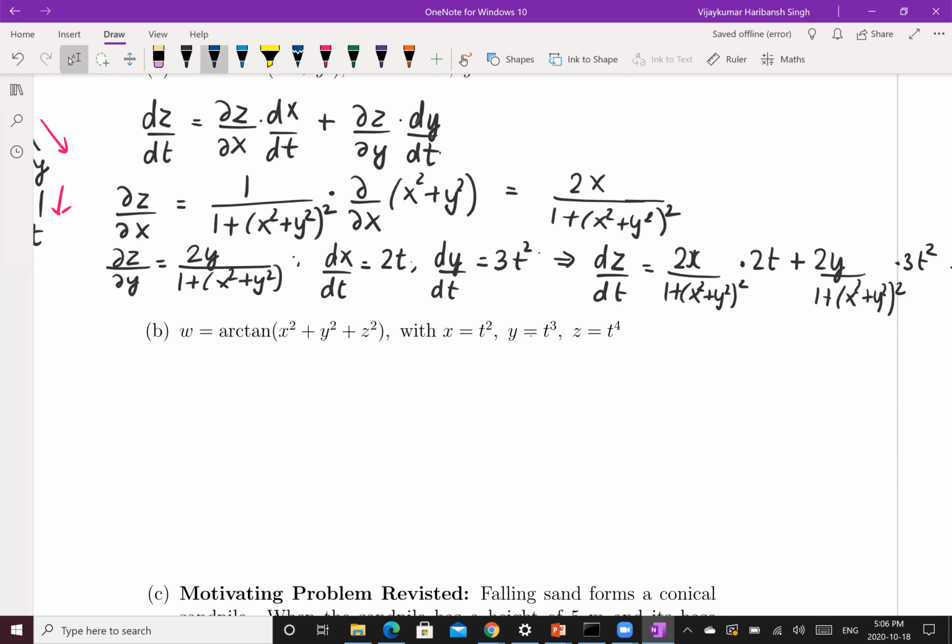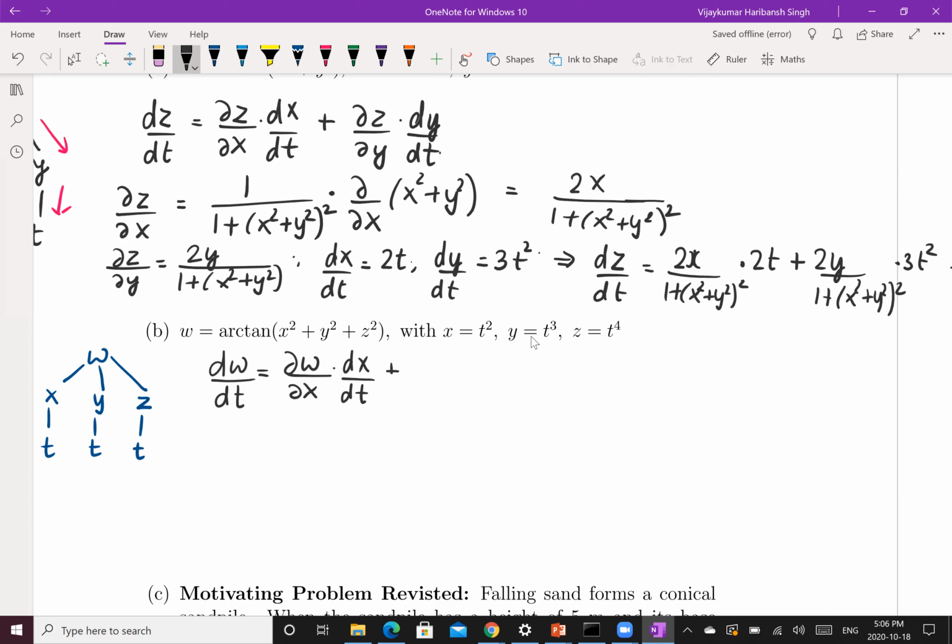Now the same thing can be done here as well. This is a three-dimensional generalization of this. So your w is a function of x, y, and z, and each of these is a function of t. At the end of the day, w is just a function of t. So then I can write down the total derivative equals the partial derivative of w with respect to x times dx by dt, plus the partial derivative of w with respect to y times dy by dt, plus the partial derivative of w with respect to z times dz by dt.